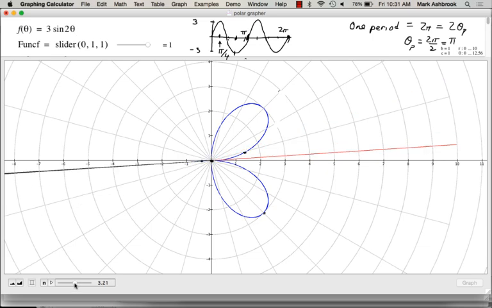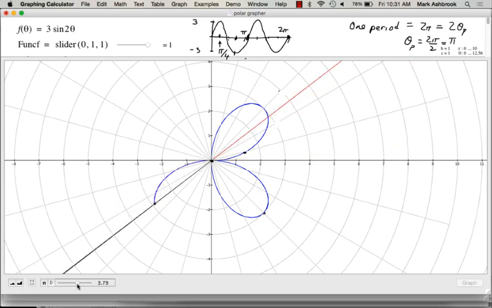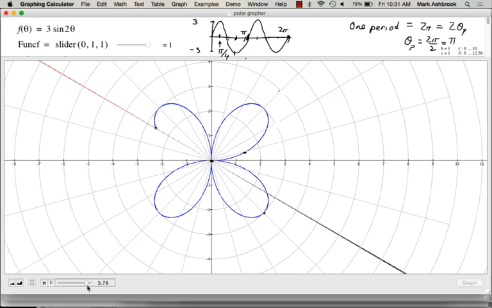Going 0 to pi gets you half of the graph, and if you keep going again, it's going to follow the same pattern. So positive r out to 3, back to 0, and then r goes from 0 to negative 3 and back to 0. And we get a 4-petal flower for that.